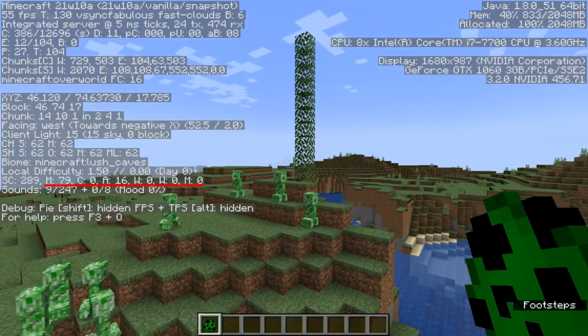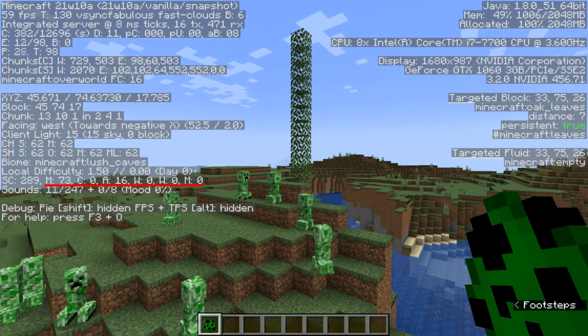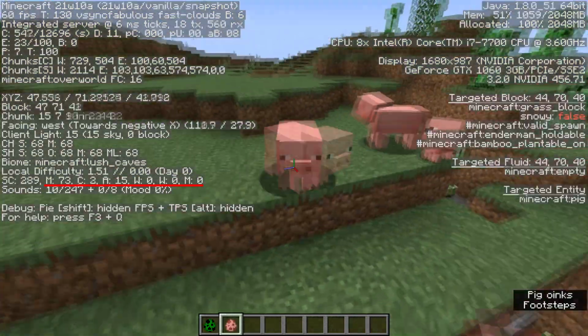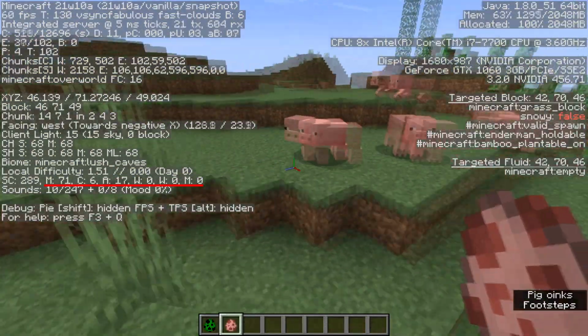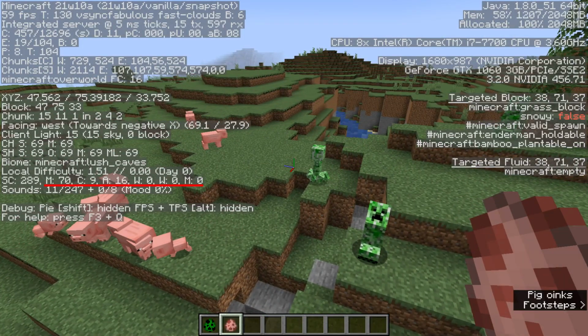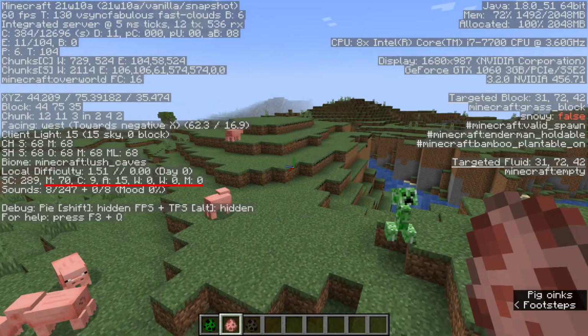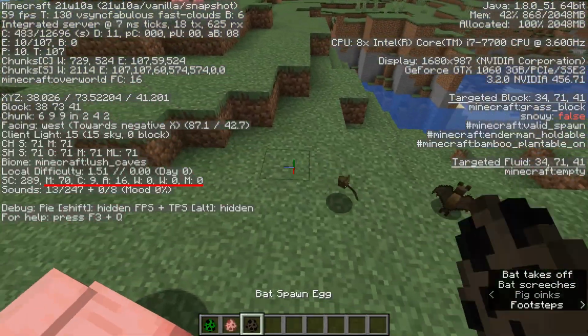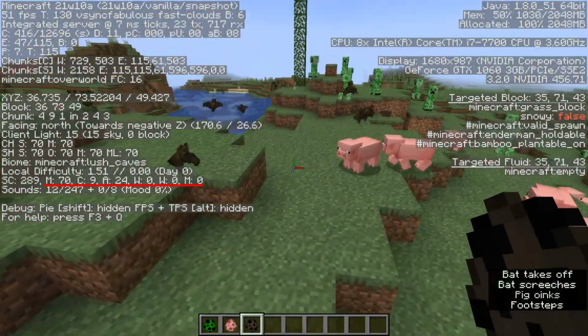Then C is for the total amount of creatures, and so this one will go up by, for example, pigs and other passive mobs. A is for ambient mobs, and that's, for example, bats. So if you spawn some more bats, you'll see the A number go up. There we go, up to 20, and so on.